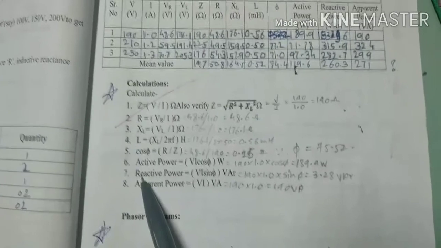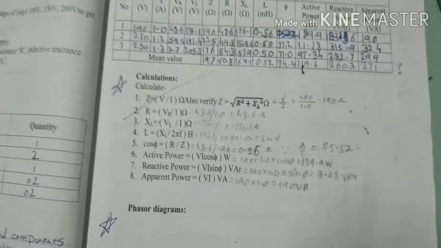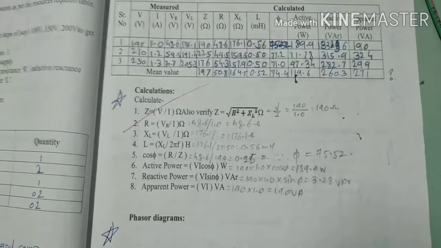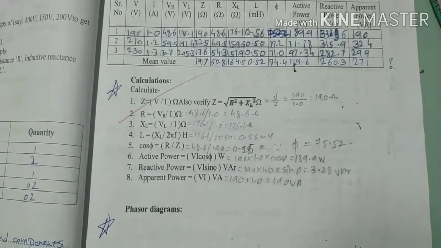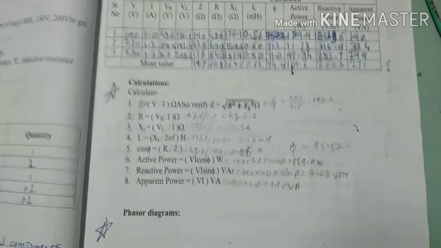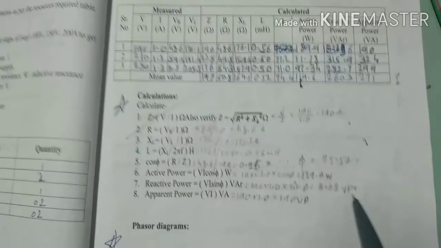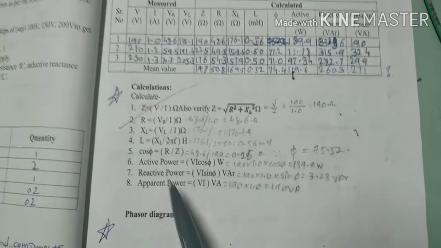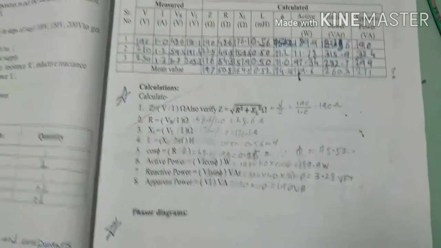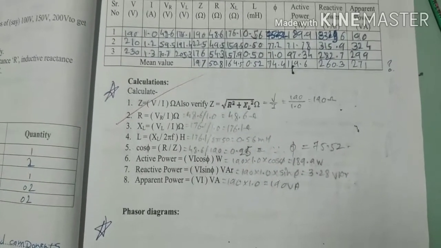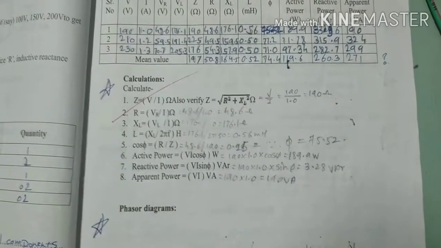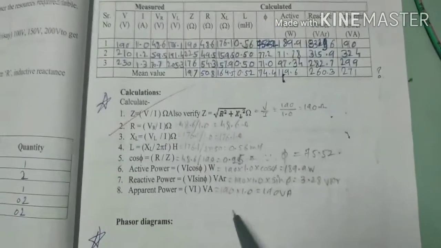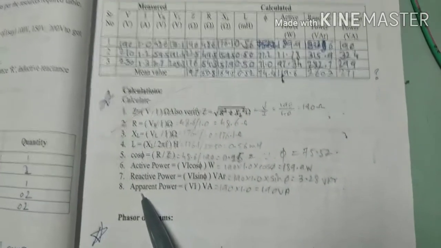After that, we will find the reactive power, the power consumed by the reactive part, that is the inductor. The formula for that is VI sin phi, and we will get the reactive power value as 3.28 VAR, volt ampere reactive. And by combining these two powers, active and reactive power, we get the apparent power, the total power in the circuit, which is the power consumed by resistor and inductor combined. It will be V into I, and we will get the apparent power as 190 volt ampere.